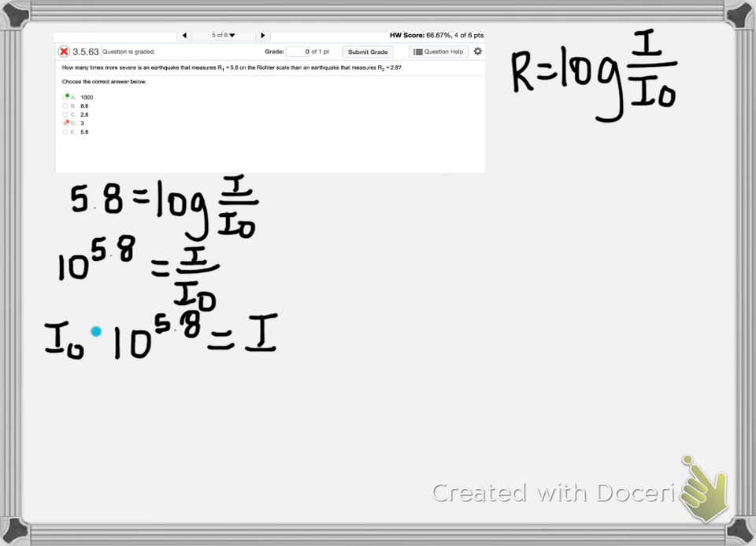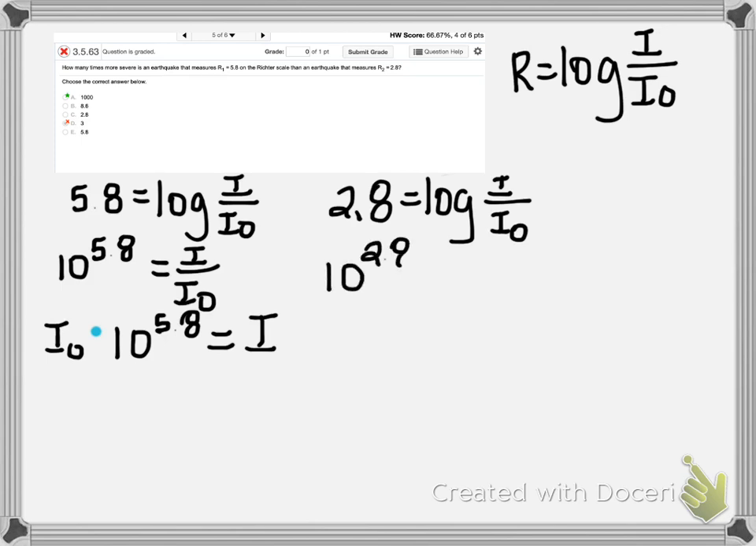So there's the one with 5.8. Now I'm also going to do the other one with the 2.8. Again, the whole reason we're doing this is because we want to solve for I, which is the intensity. Once we know that the two intensities are equal as far as I is, then we can go ahead and compare them by dividing. So we're going to take 10 raised to 2.8, and that's I over I sub 0. Multiply the I sub 0 to the other side.